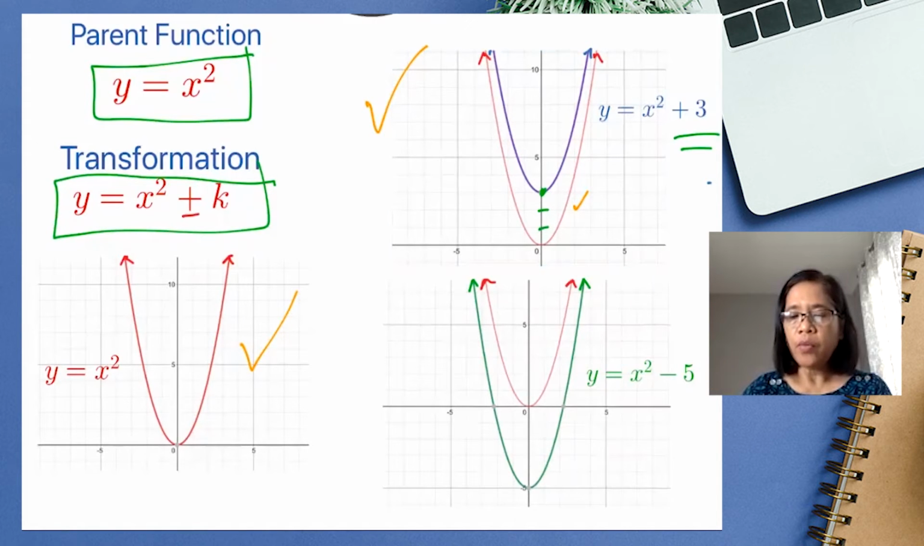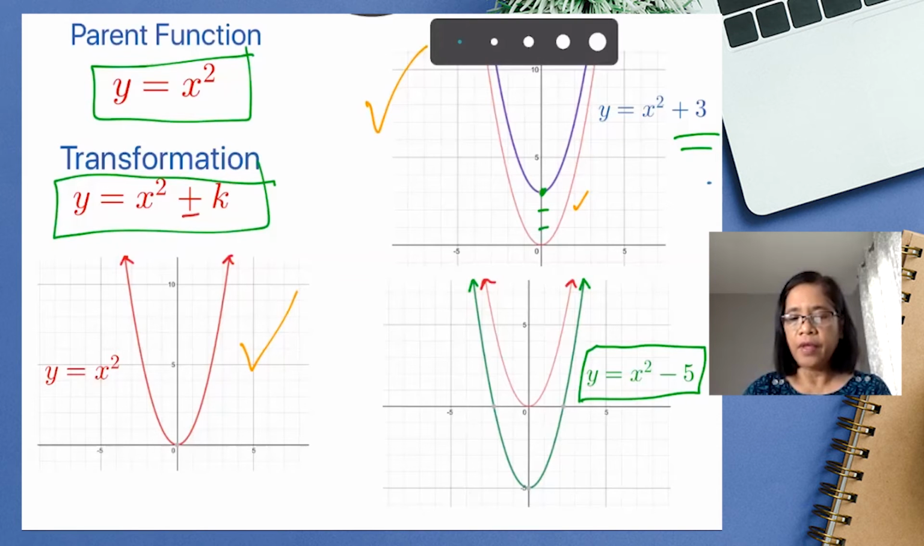In the same way, when we have the function y equals x squared minus 5, the graph of this function as it relates to the parent function or the parent graph, which is the red graph here or the red parabola.